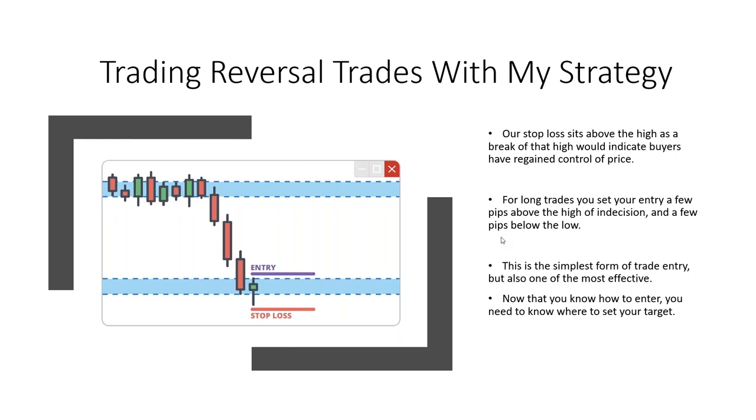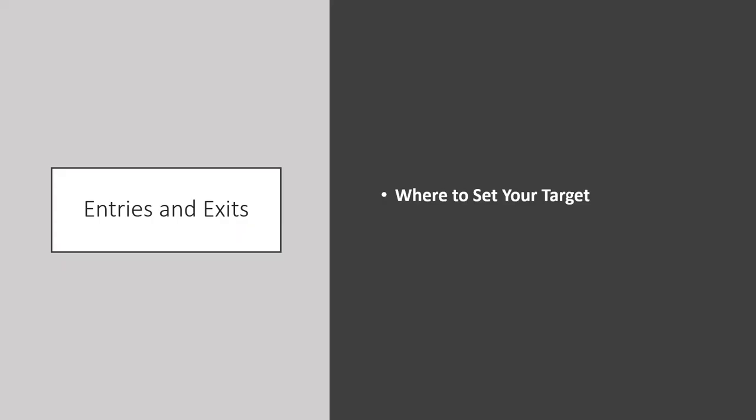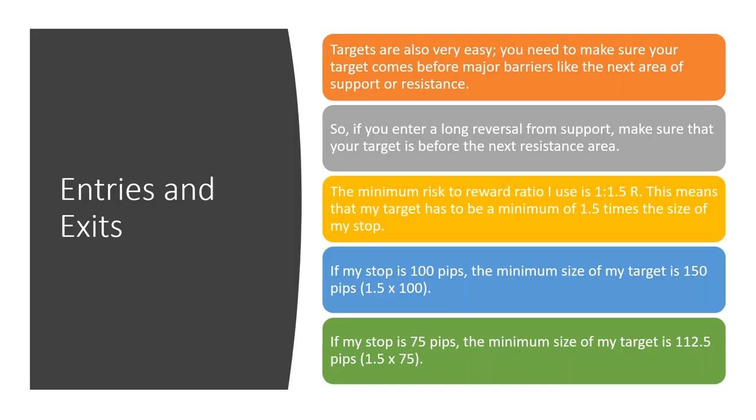Now that you know how to enter, you need to know where to set your target. So where do you set your targets? Because you always have to calculate your risk-reward ratio. So you need your entry point, your target point, and your stop-loss point so you can calculate your risk-reward. Because if it doesn't fit a proper risk-reward, and for us, you should be trading 2-to-1 or 3-to-1. So targets are also easy.